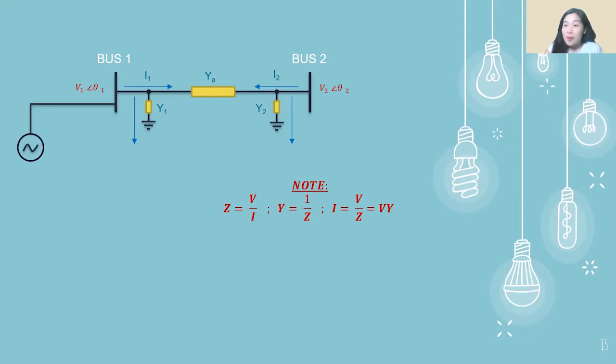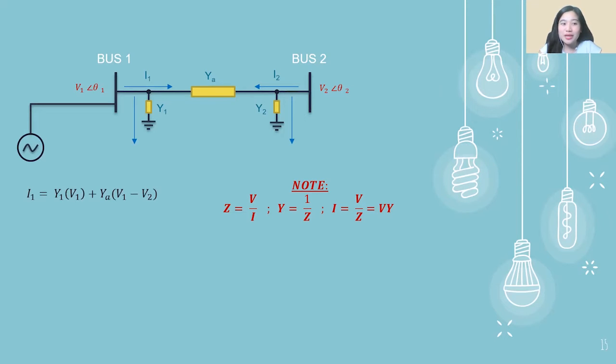We have to remember that I is equal to VY, because later our matrix is going to solve for I equals the Ybus multiplied with our voltage. That's why I have designated the values for our voltage along with its angles. Okay, now we are going to create an equation based on I1 and I2. Dalawa lang pala yung ating buses here.